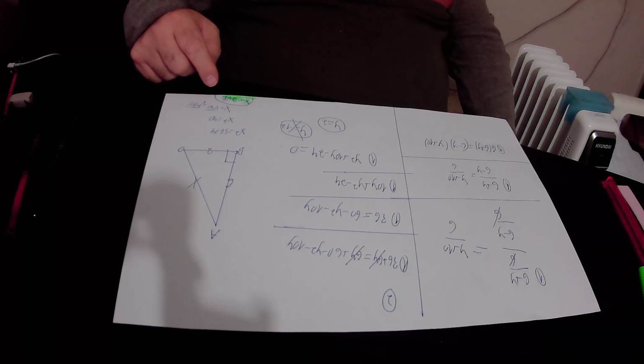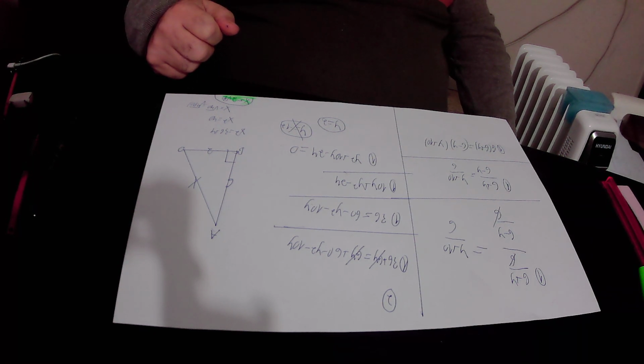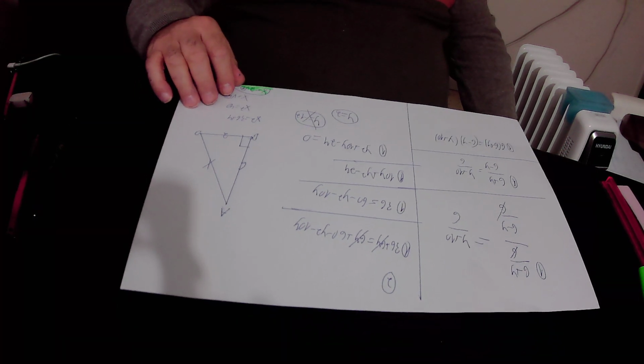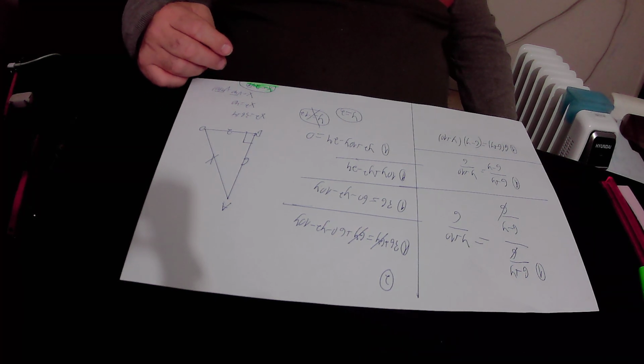So in all three methods, we found that the value of line segment x is equal to 2 times the square root of 10 units. That is actually about 6.32 units. Okay? I repeat again, the value of x is 2 times the square root of 10 units, or in terms of numbers, it is equal to 6.32 units.